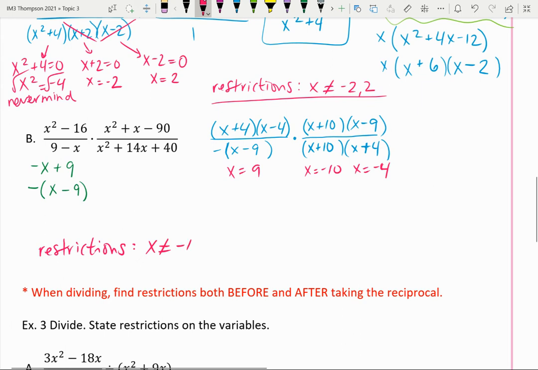Therefore, I know x cannot be negative 10, negative 4, or 9. If it's any of those values, then I would be dividing by 0, and I can't divide by 0 because it's undefined. And then we simplify. All right, what do we got? We got x plus 10s, those cancel. Boom. x minus 9s, those cancel. x plus 4, those cancel.